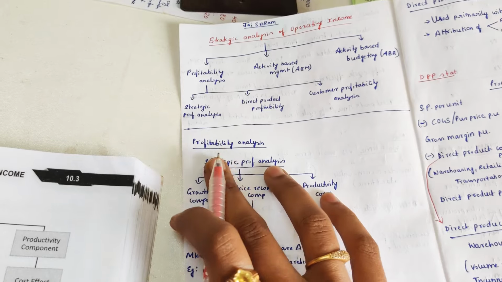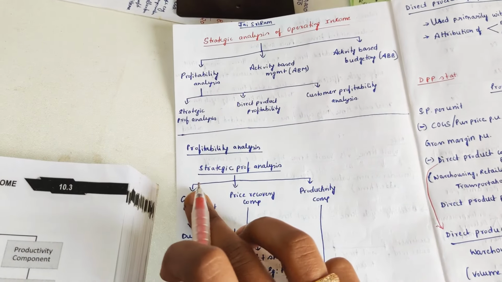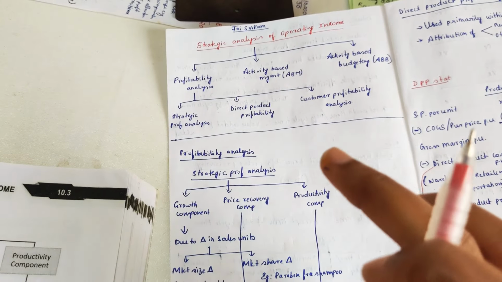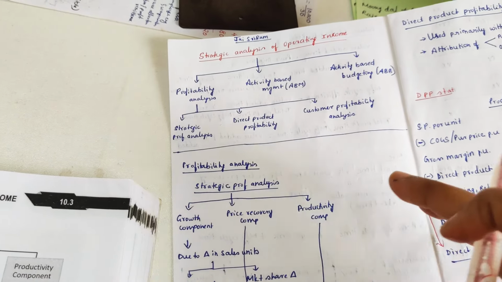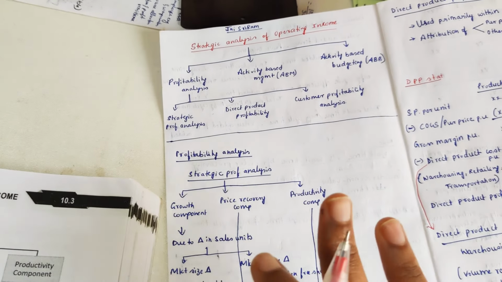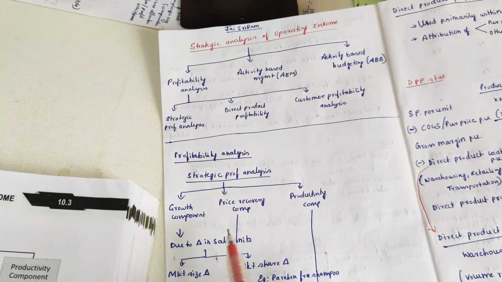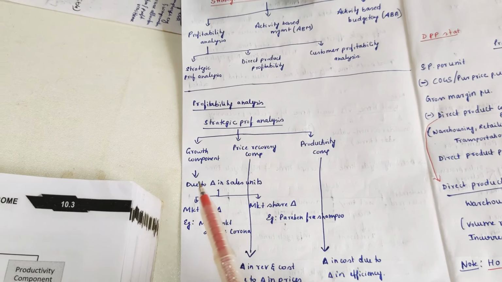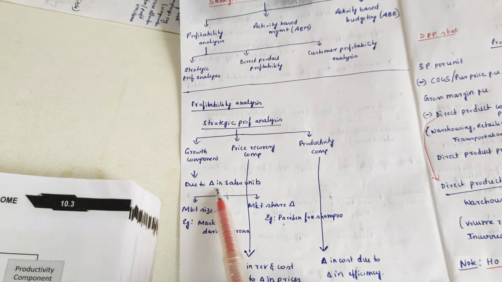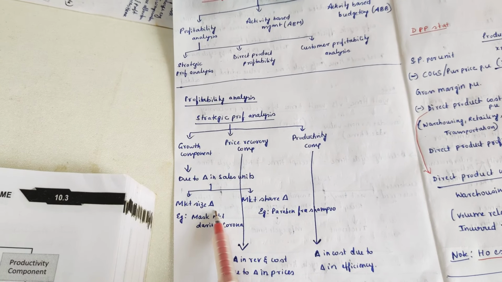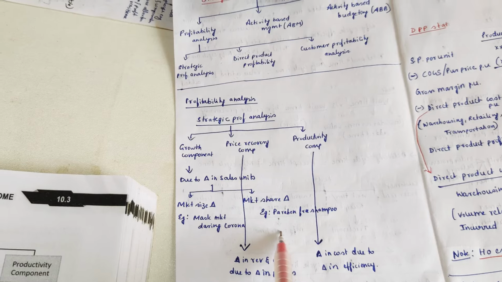So under profitability analysis, the first point is strategic profit analysis, under which we have three points: growth component, price recovery component and productivity component. Under growth component, we have two things: growth component due to change in sales units. Sales units can change because of two reasons. One is that market size itself is changing. The other is that market share is changing.